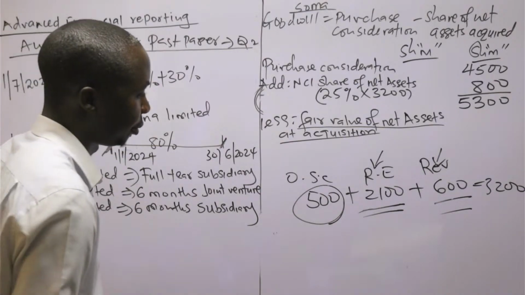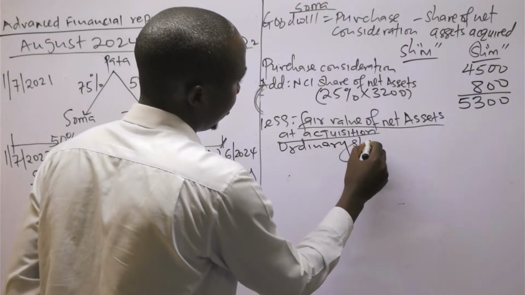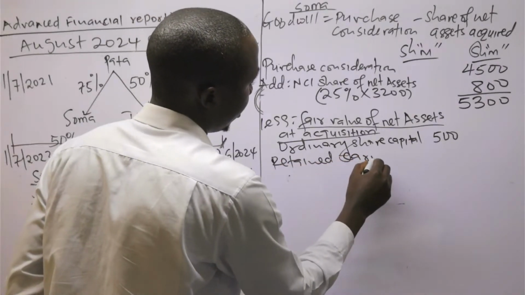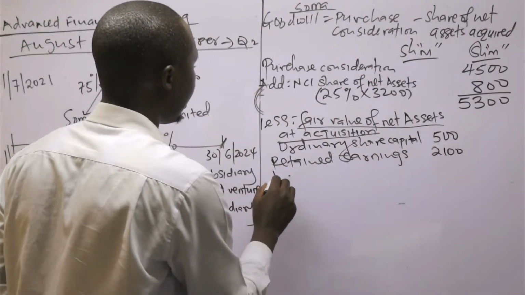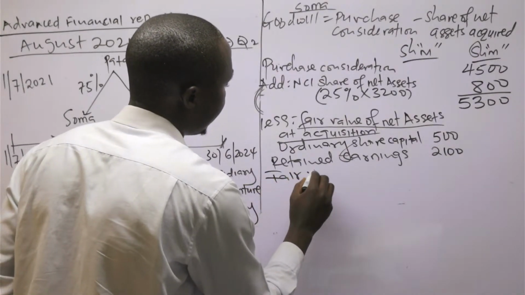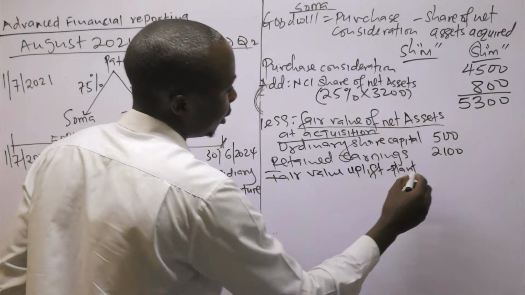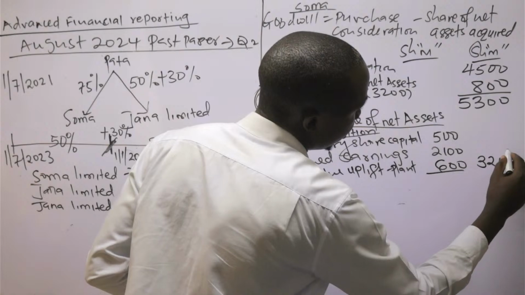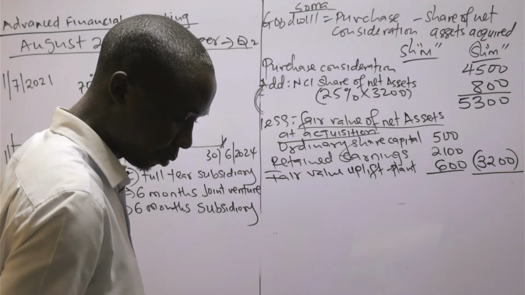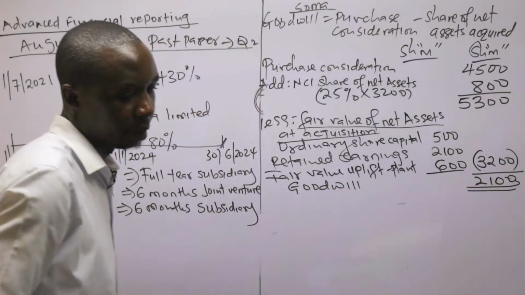Let me clear this board. So ordinary share capital we have seen is 500. Retained earnings at acquisition date from note 1 is 2,100. And the revaluation gain, which is a fair value uplift for plant in note 1, at acquisition date is 600. So this totals to 3,200. That is what you deduct there. So 5,300 minus 3,200 is 2,100. So our goodwill for Soma is 2,100. It's not impaired.